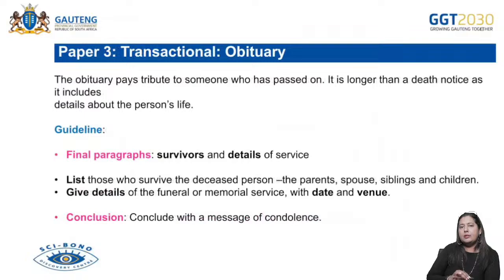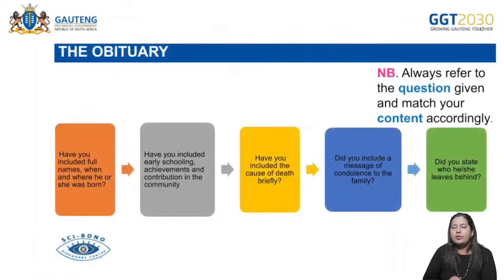All right. In the final paragraph, please, or two, you need to include the survivors of the deceased. And that's the immediate people and the details of the funeral service that's going to take place. So list those people who are like the parents, the siblings, and the spouse. Give the details of the funeral that's going to take place and the date and the venue at where it's going to occur as well. And then please conclude with a message of condolence, because remember, that's always good to do at the end. All right, and then there's your checklist on what you're going to be including to make sure that you have done the obituary appropriately.